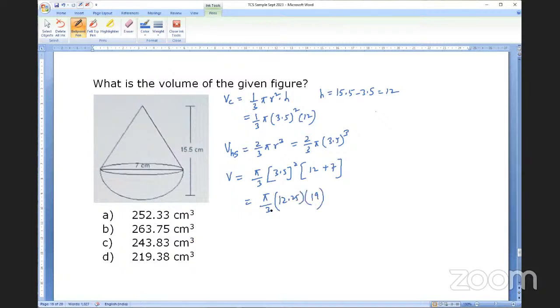And here we can use our on-screen calculator. Let's use it. So it's 22/7/3 into 12.25 into 19, which would be 243.83. Bingo, that we have in option C. 243.83 centimeter cube. That is option C. That is our answer.